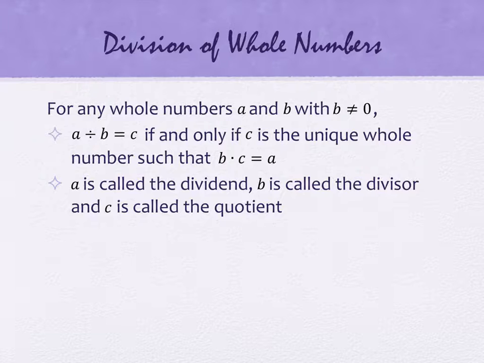This definition of division feels a lot like the definition of subtraction as it related to addition. For any whole numbers a and b, as long as b is not 0, a divided by b equals c if and only if c is the unique whole number such that b times c is equal to a. A is called the dividend, b is called the divisor, and c is called the quotient.